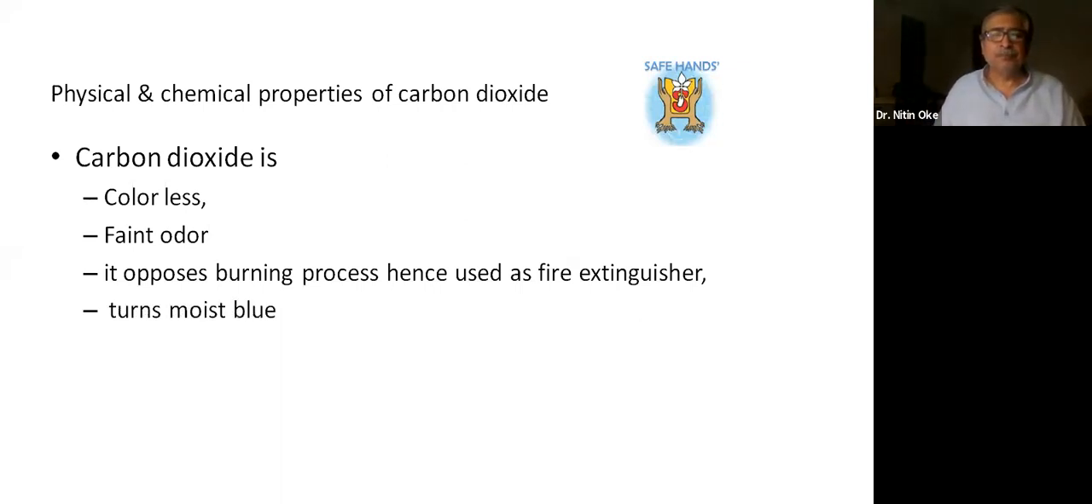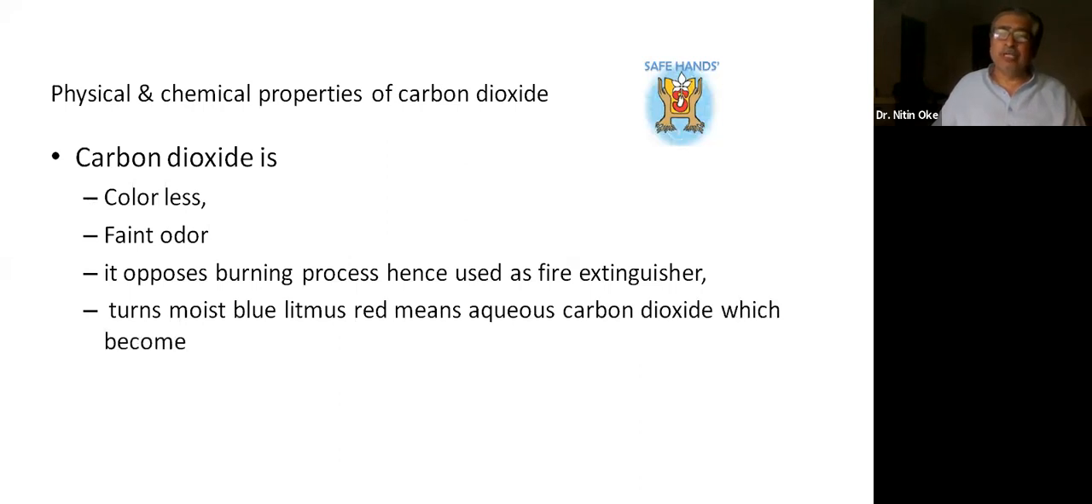It turns moist blue litmus into red, meaning aqueous carbon dioxide, which becomes carbolic acid, is acidic in nature.